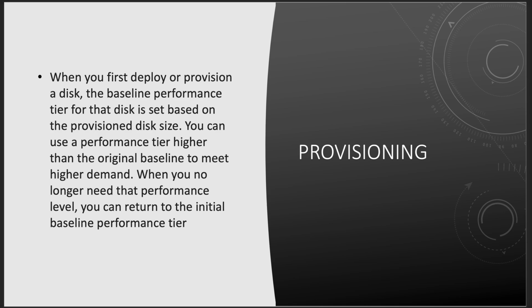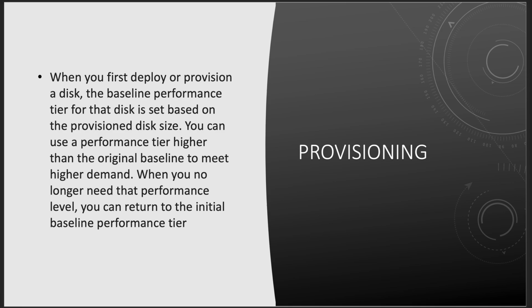You're okay. That's all you need to do, just figure out what size of disk you need, and then you can go ahead and provision your baseline performance tier. You can change that performance tier from the original one you chose depending on what you need later on. So you can move these things around. When you no longer need that higher performance level, you can return to the original.